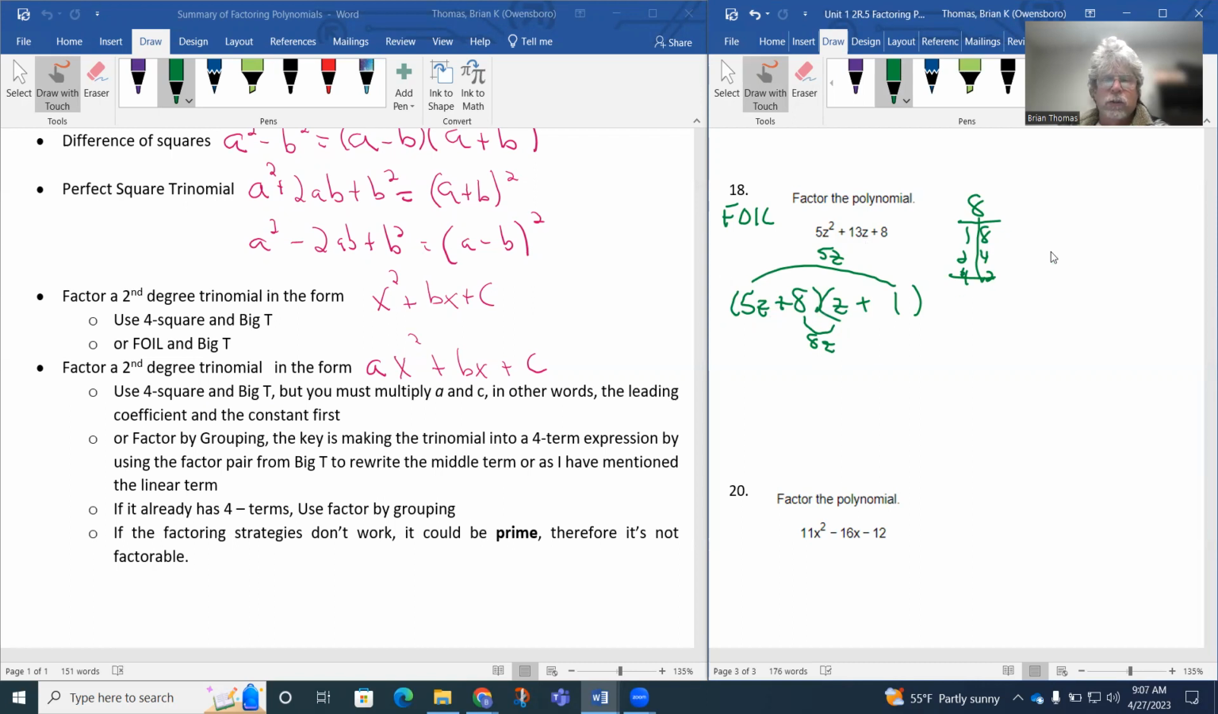Now, if you want structure, if I want to factor a second degree trinomial in the form of ax squared plus bx plus c, in other words, there's now a leading coefficient that's not 1. If it's 1, then you just use this strategy. But since we have a 5 here, this falls into this strategy. So if you need a structure, you can use 4 square and big T. So what I can do is draw my 4 square. Maybe just use a different color here, so it stands out a little bit.